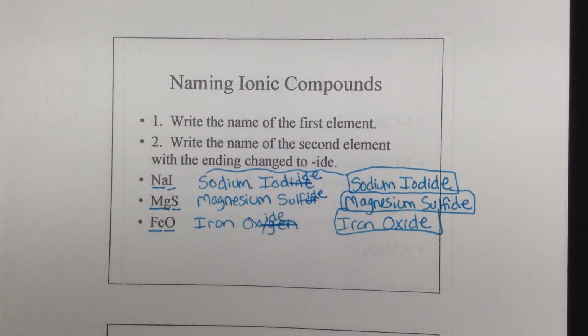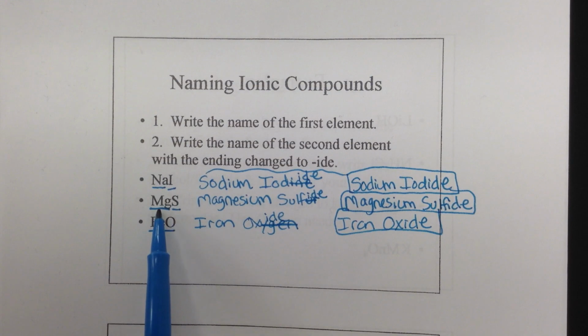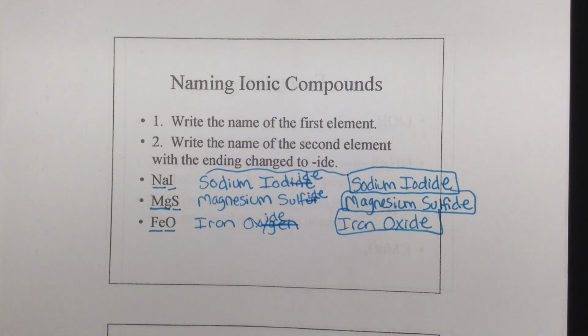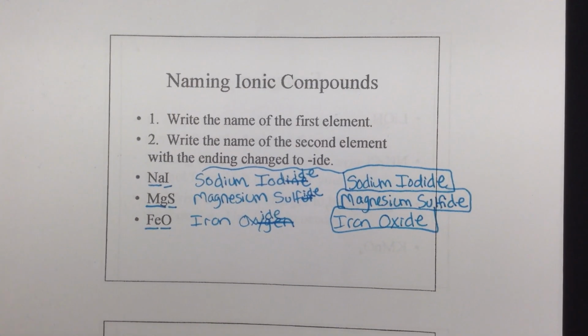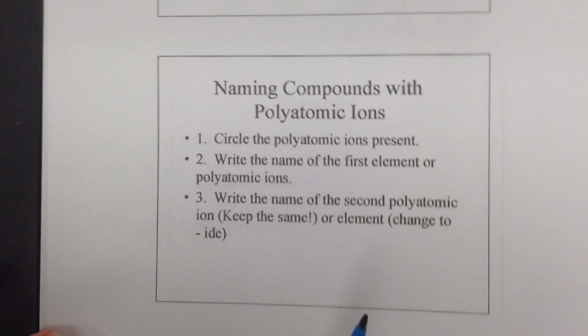Remember though, an ionic compound can be a metal and a nonmetal, which was all three of these examples. You had sodium the metal, iodine the nonmetal. You had magnesium the metal, sulfur the nonmetal, iron the metal, oxygen the nonmetal. But the other choice for an ionic bond, like we covered last week, was a metal with a polyatomic ion. So we have to look at how to name those that have polyatomic ions in them.